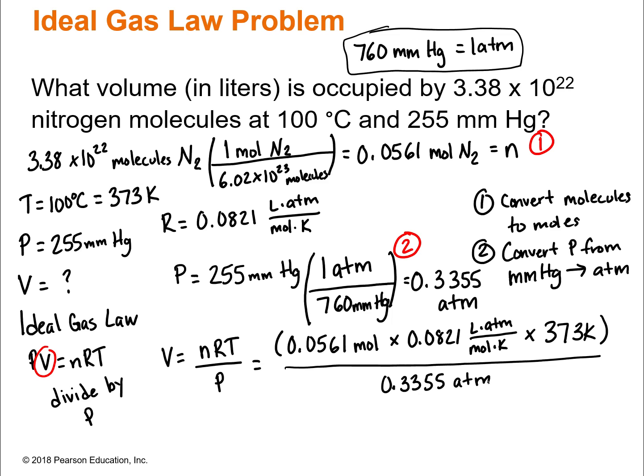So when you're putting this into your calculator, you may want to use those parentheses so that you get all of the multiplication at the top, and then divide by the 0.3355 atmospheres. So we're looking for a volume. Volume here is in liters. So you should get 5.12 liters.